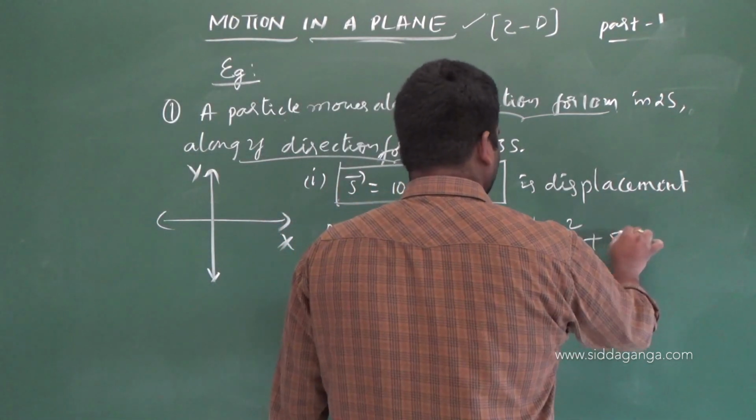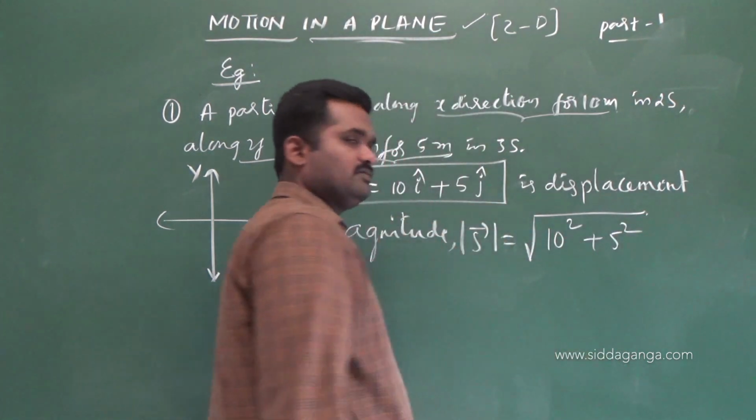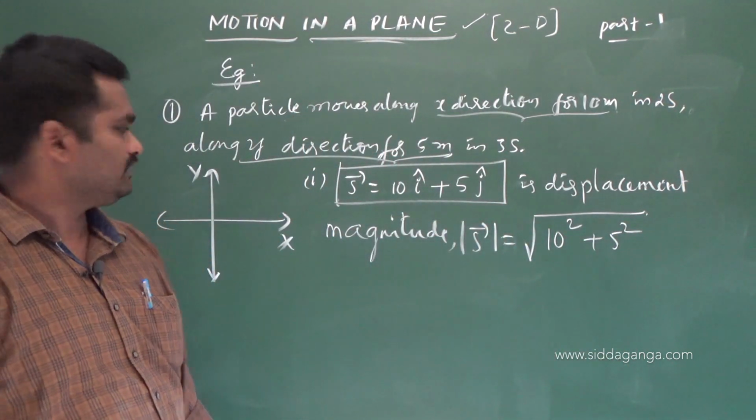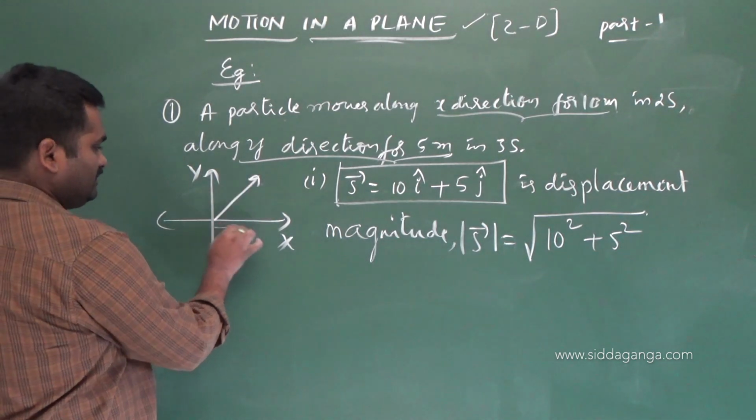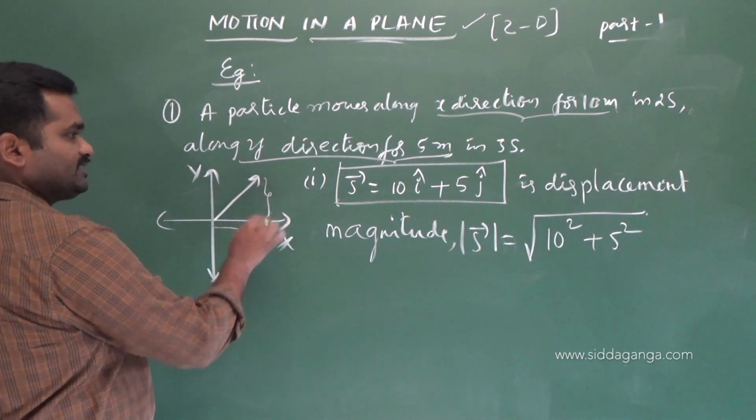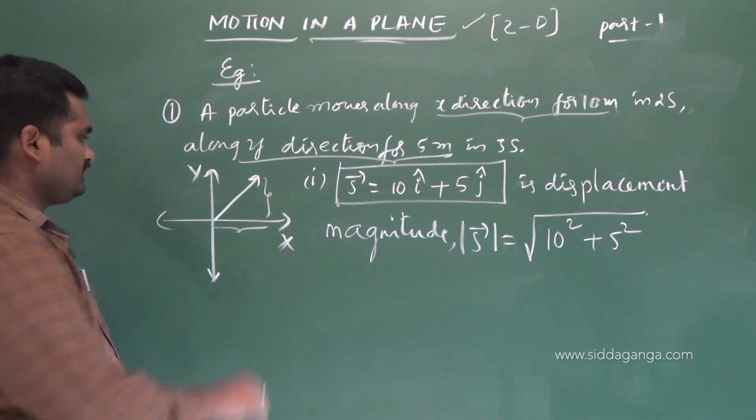10 square plus 5 square. This is what? 10 square plus 5 square. Okay, so how to represent it here? This means in this direction 10, and in this direction how much is it? 5. That's the meaning of it: 10 i cap plus 5 j cap.